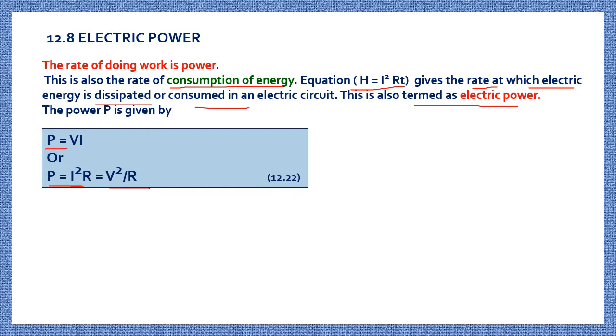From where these formulas we have derived? See, this is VI. From Ohm's law, if we substitute the value of V, we will get I square R. And in the same manner, we will get V square upon R. So P is equal to VI.